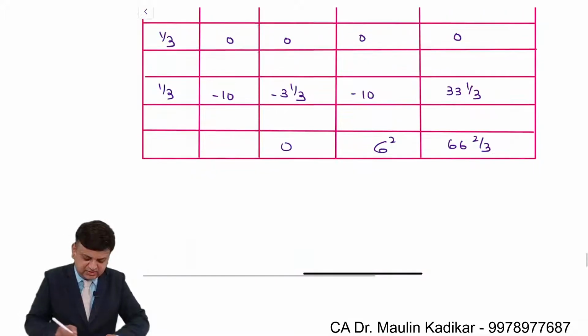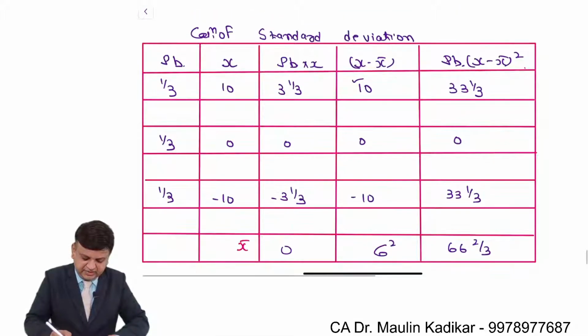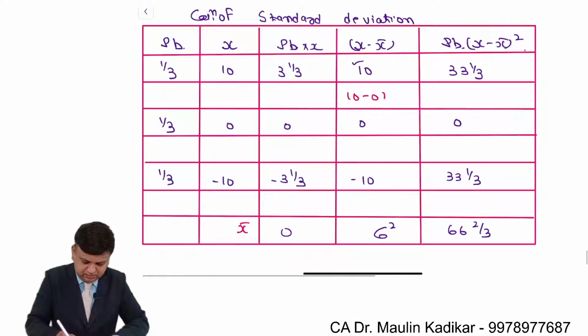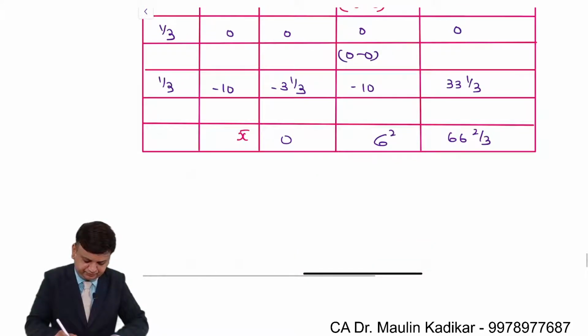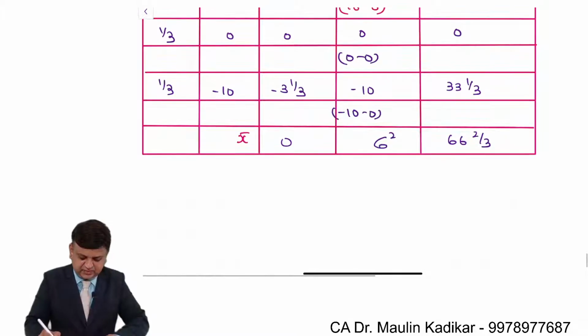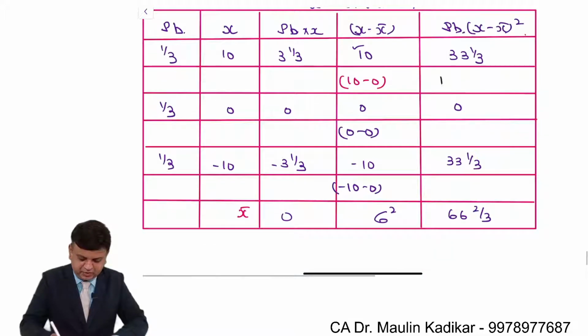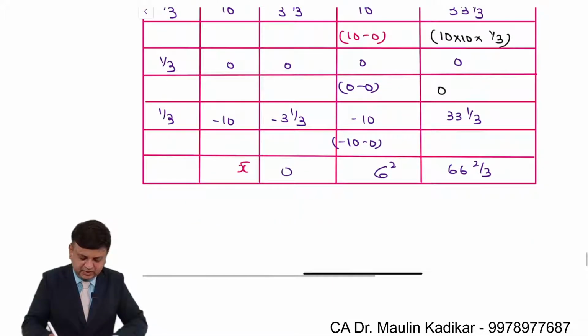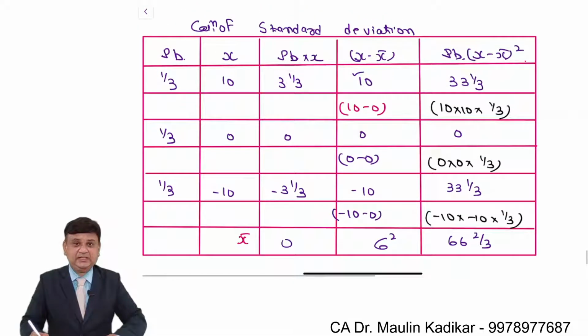So we understand that this is x bar. Then this is x minus x bar, this is again x minus x bar, and x minus x bar. Then x minus x bar whole square into probability. So square of 10 into 1 by 3, square of 0 into 1 by 3, square of negative 10 into 1 by 3. This is the way the variance is found.